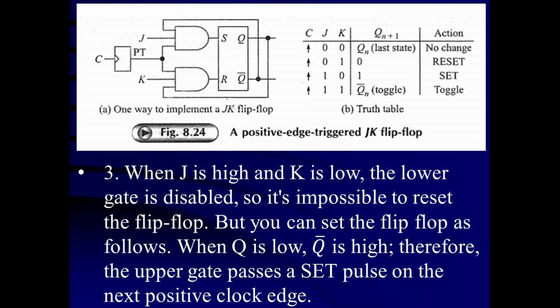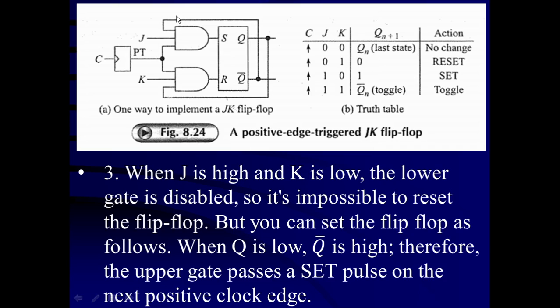That means the only other possibility left is that you can set the flip-flop, only if it is not already set. If it is not set, that means the flip-flop is already in the reset condition, then you can set the flip-flop. That means output Q is going to be 0 and Q bar is going to be 1.